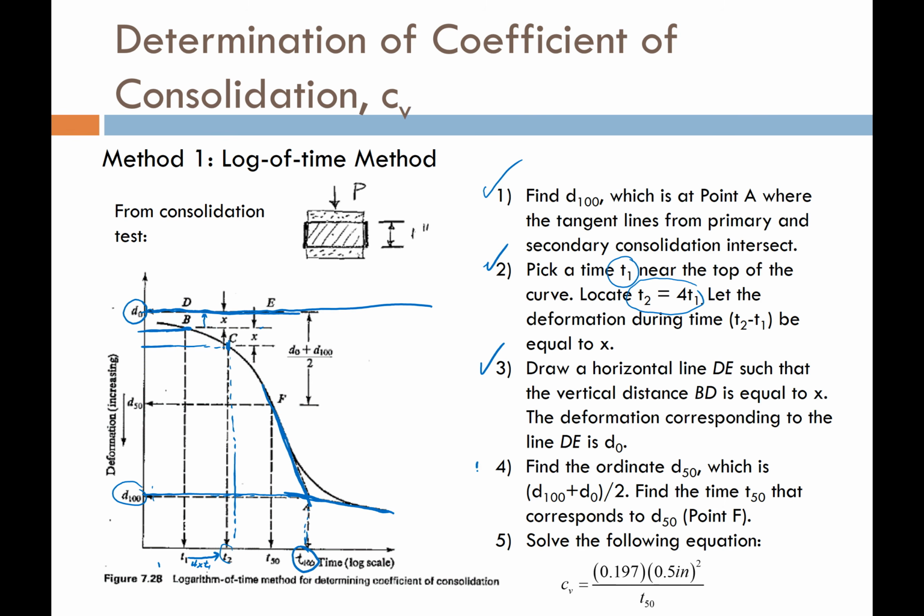Okay, step number 4, we now have D naught and we have D100. Divide them in half and get the deformation right in the middle. We call that D50. Then you come over to your curve and come down and find the time associated with that, and we call that T50. This is the time it took for 50% of consolidation to occur in your soil.